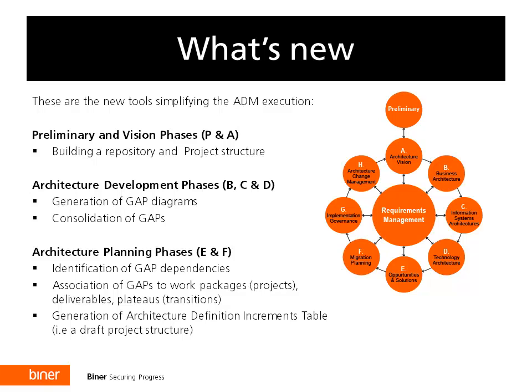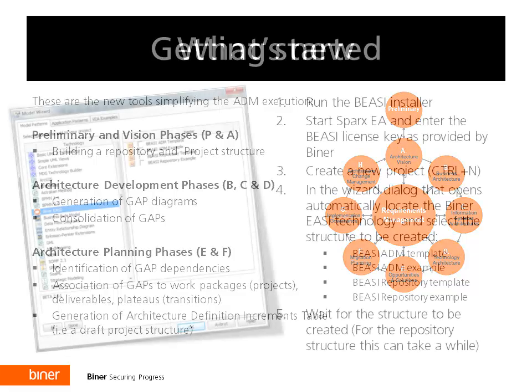Finally, we've added support for generating an architecture definition increments table, basically a draft project structure based on the gaps and the associations that you have identified. This draft plan can be imported into Excel and refined further. In the rest of this presentation, we will show you how you can use these tools in detail, providing examples from Sparx Enterprise Architect.